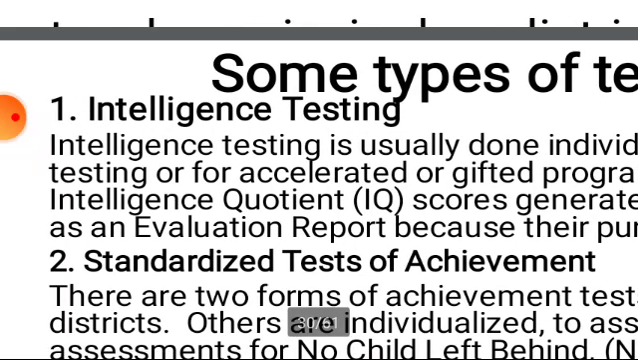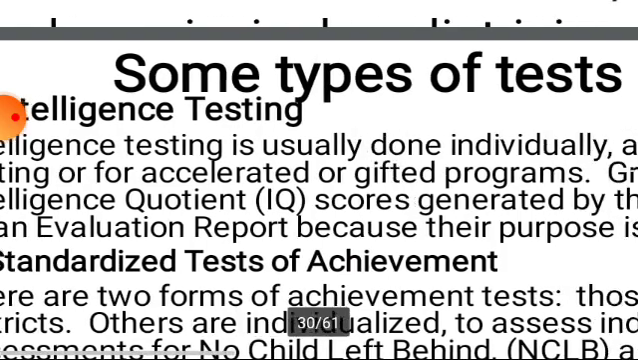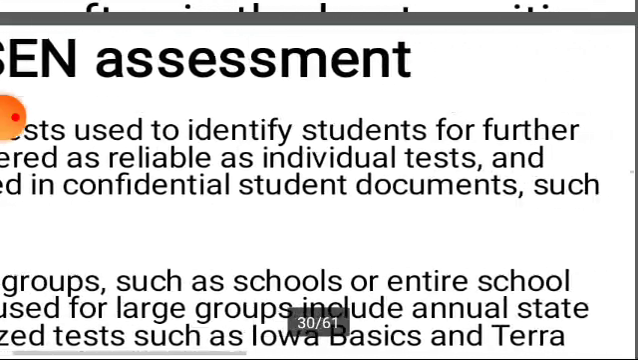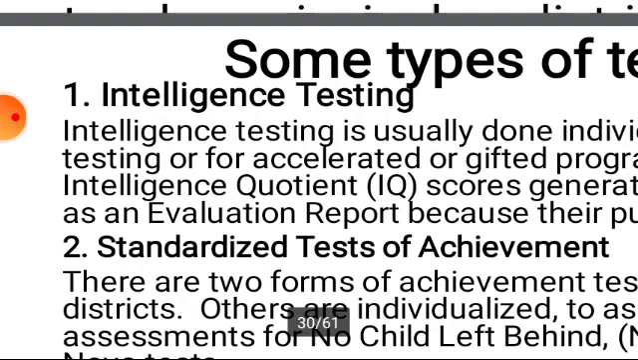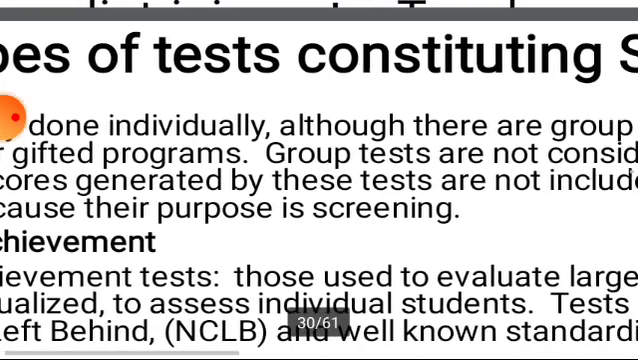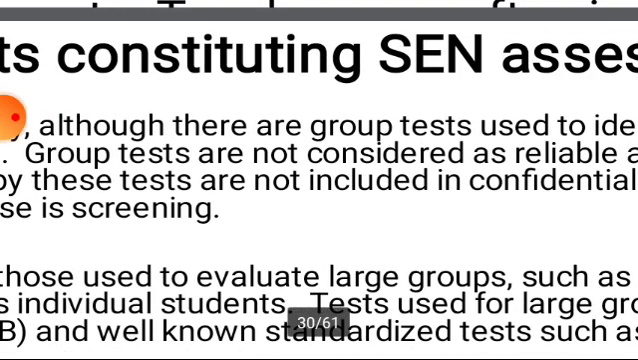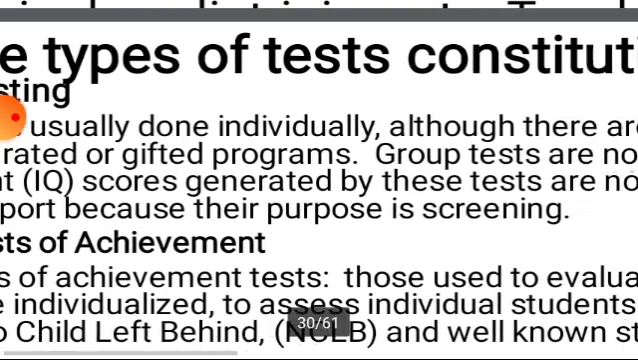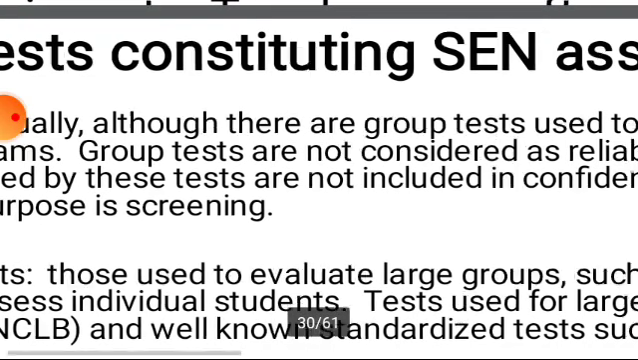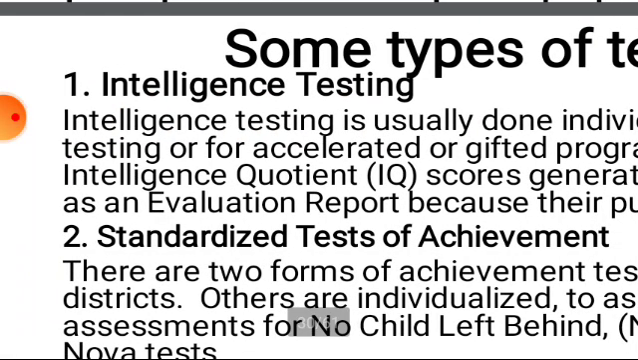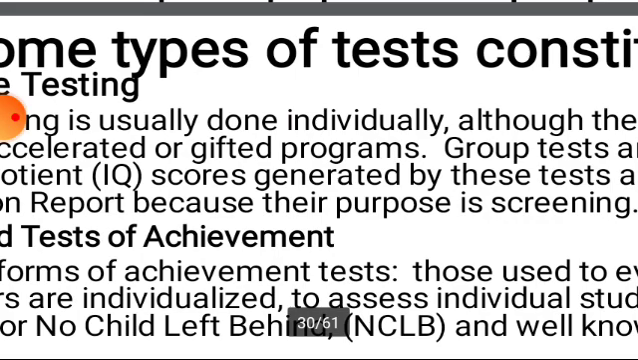Intelligence testing is usually done individually, although there are group tests used to identify students for further testing or for accelerated or gifted programs. Group tests are not considered as reliable as individual tests, and intelligence quotient scores generated by these tests are not included in confidential student documents, such as an evaluation report, because their purpose is screening.